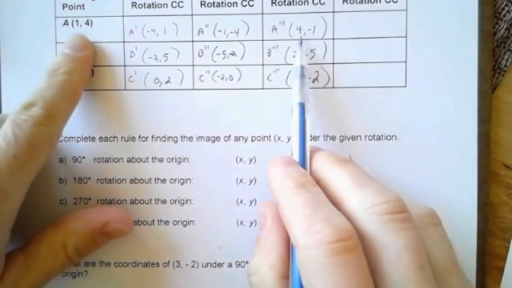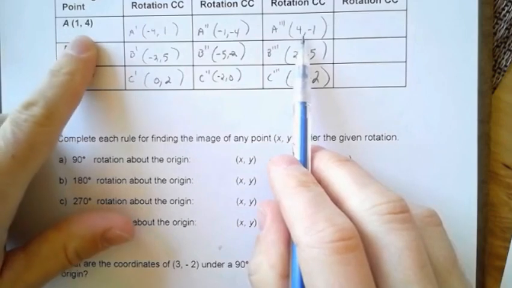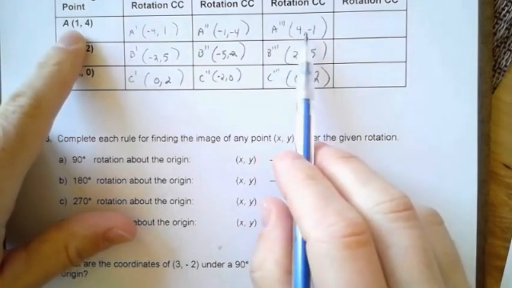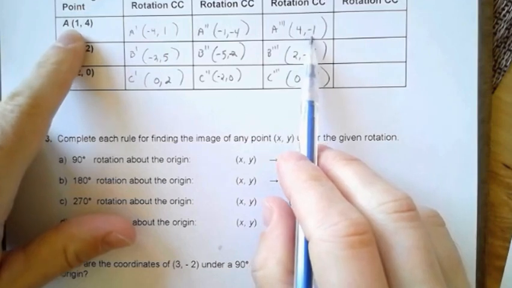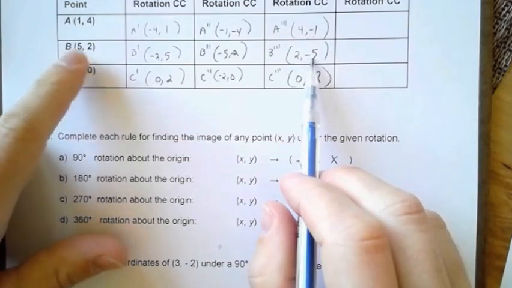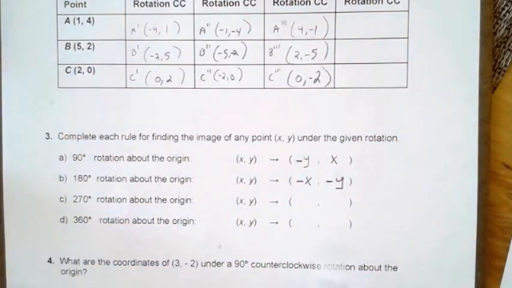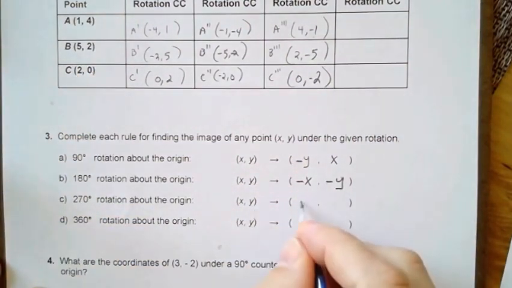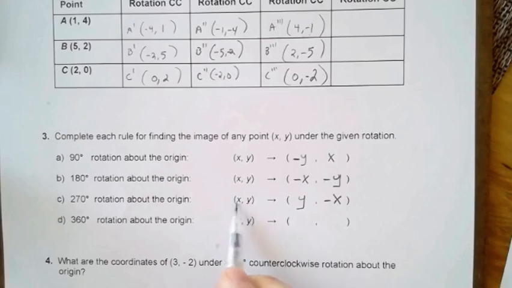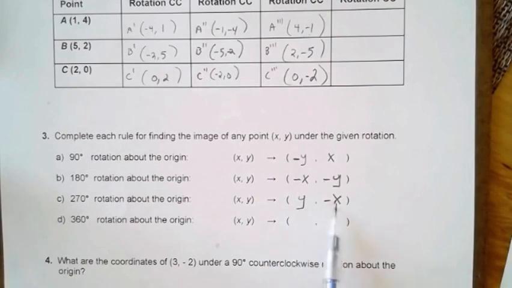Again, compare the coordinates. Looking at A's coordinates and A triple prime's coordinates, it looks like I reversed where X and Y were located, and this time I made the X coordinate its opposite. 1 became a -1. 5, 2 went to 2, -5. I switched where X and Y were located and made the X coordinate its opposite. So XY goes to Y, -X under a 270-degree rotation.